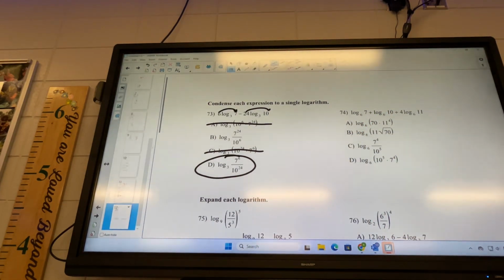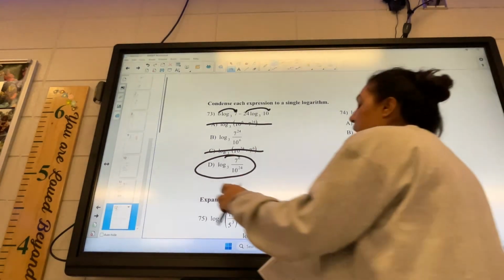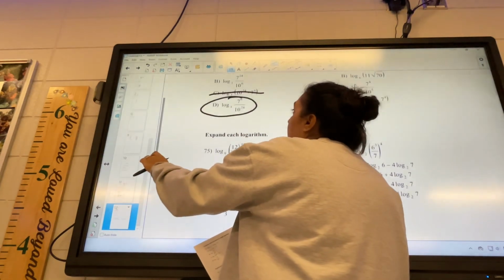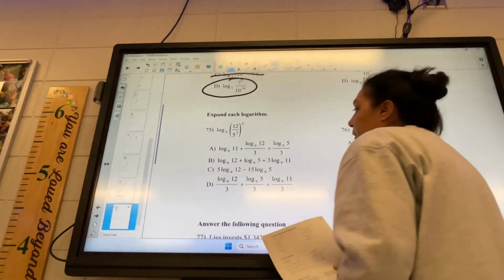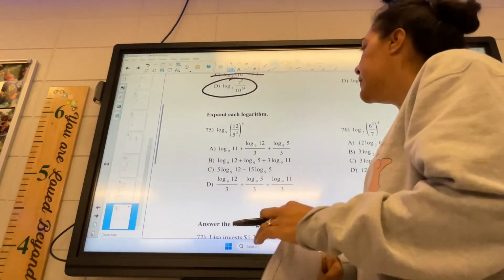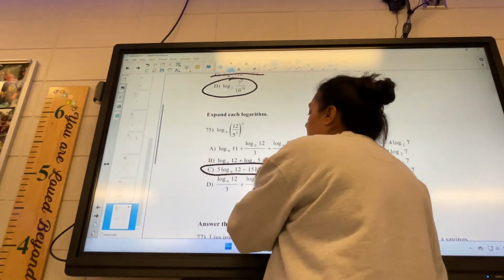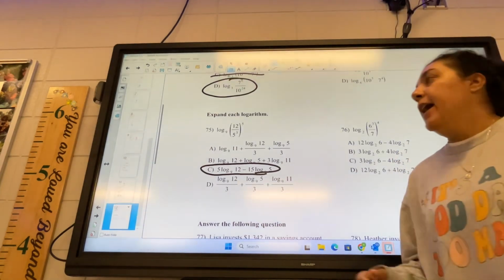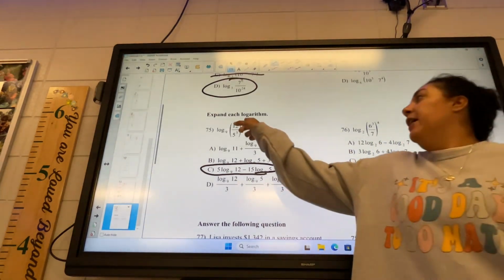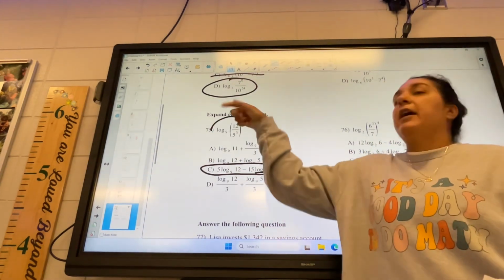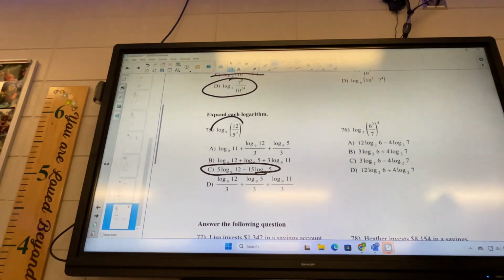Okay, expanding. They gave us divide, so we turn it into what? Minus. Okay, so which one does it have to be? C. It's gotta be C. However, you would take the 5 out first, and then do the minus, and then you're also gonna have to end up moving the 3.